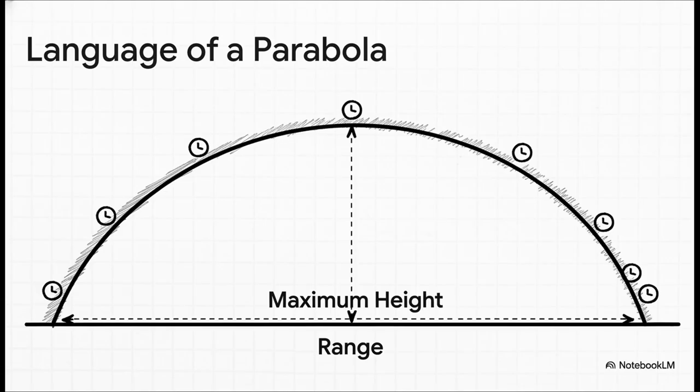Okay, so to talk about these parabolas, we've got a few key terms. It's like learning the language. First step, time of flight. That's just what it sounds like. How long is the thing actually in the air? Then there's maximum height. That's the tippy top of the arc, that one moment where it stops going up and starts coming down. And finally, range. That's the big one for a lot of things. It's just how far it travels horizontally, from start to finish.